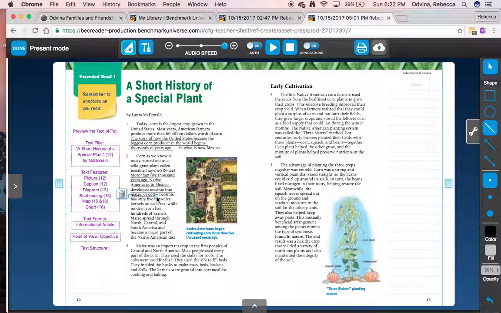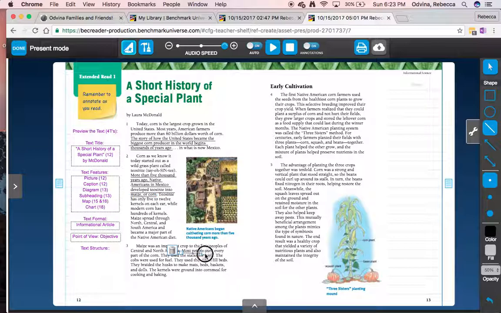I think it's interesting that corn has many more kernels than the original plant, teosinte, but I don't think that's a key detail, so I won't underline it. So I'm going down to paragraph 3, and it explains how early cultures depended on every part of the corn. I'm going to underline these key details.